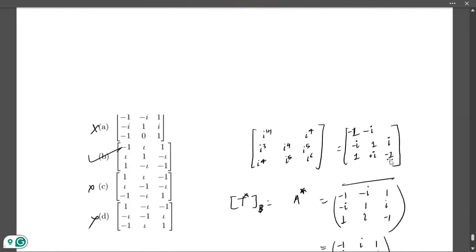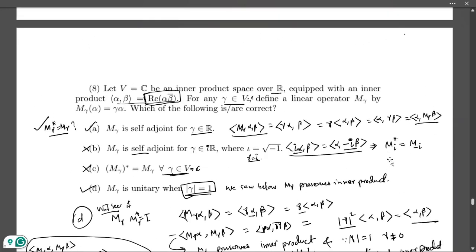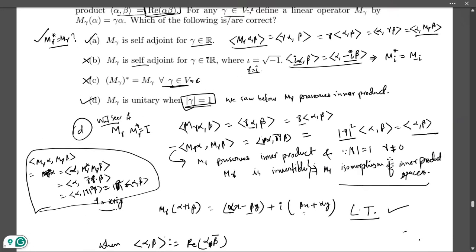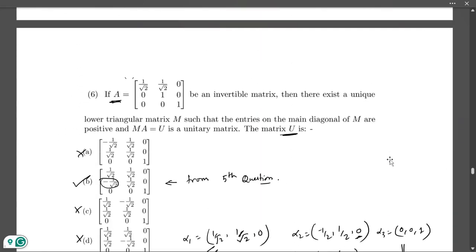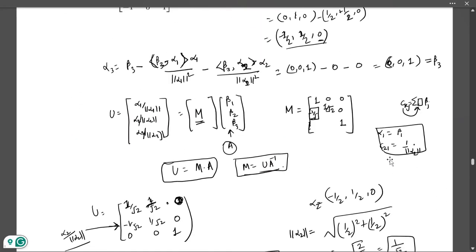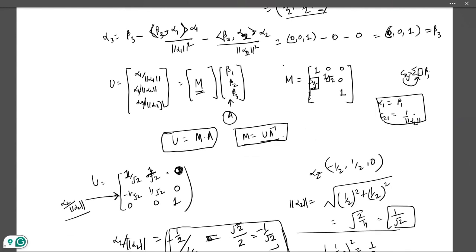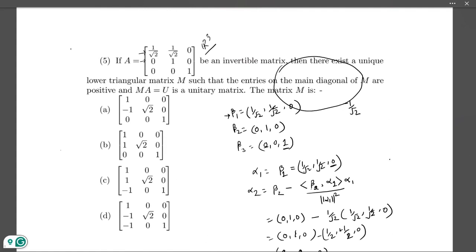So this is the end of today's class. Somewhere there is a mistake here. I left it while calculating this. Please calculate it.